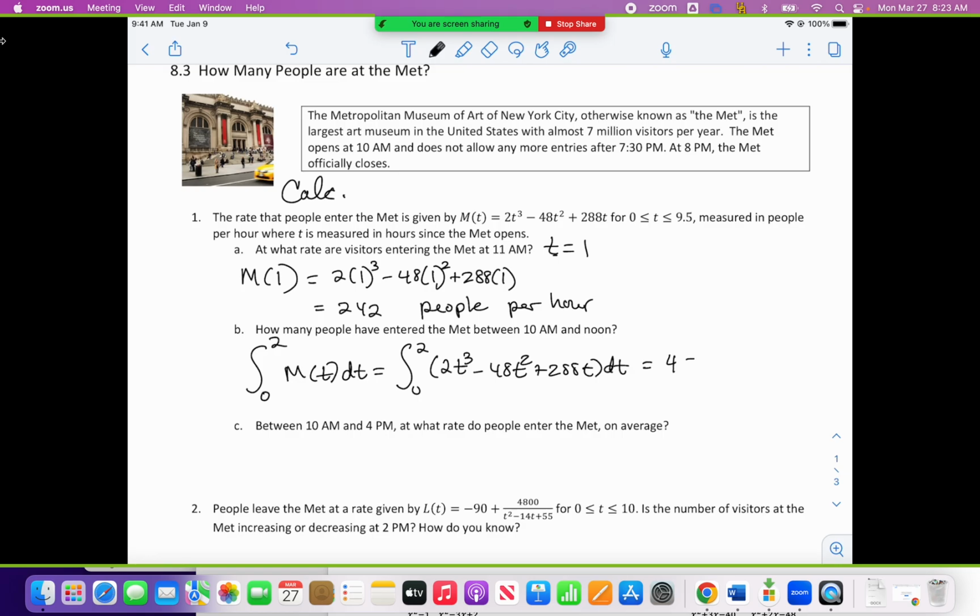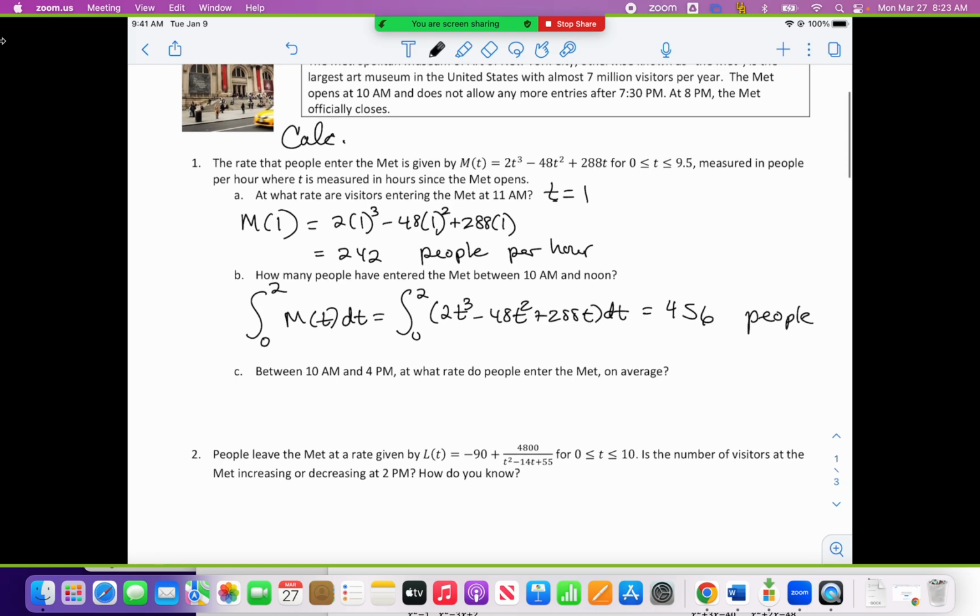All right, are you getting 456? Now, what would the units be if I'm doing an integral? People. Good job. And the question sort of helps you there. It says how many people have entered. So then in letter C, between 10 a.m. and 4 p.m., at what rate do people enter the Met on average? On average. So this is going to be 1 over 6 minus 0, the integral from 0 to 6 of m of t dt.